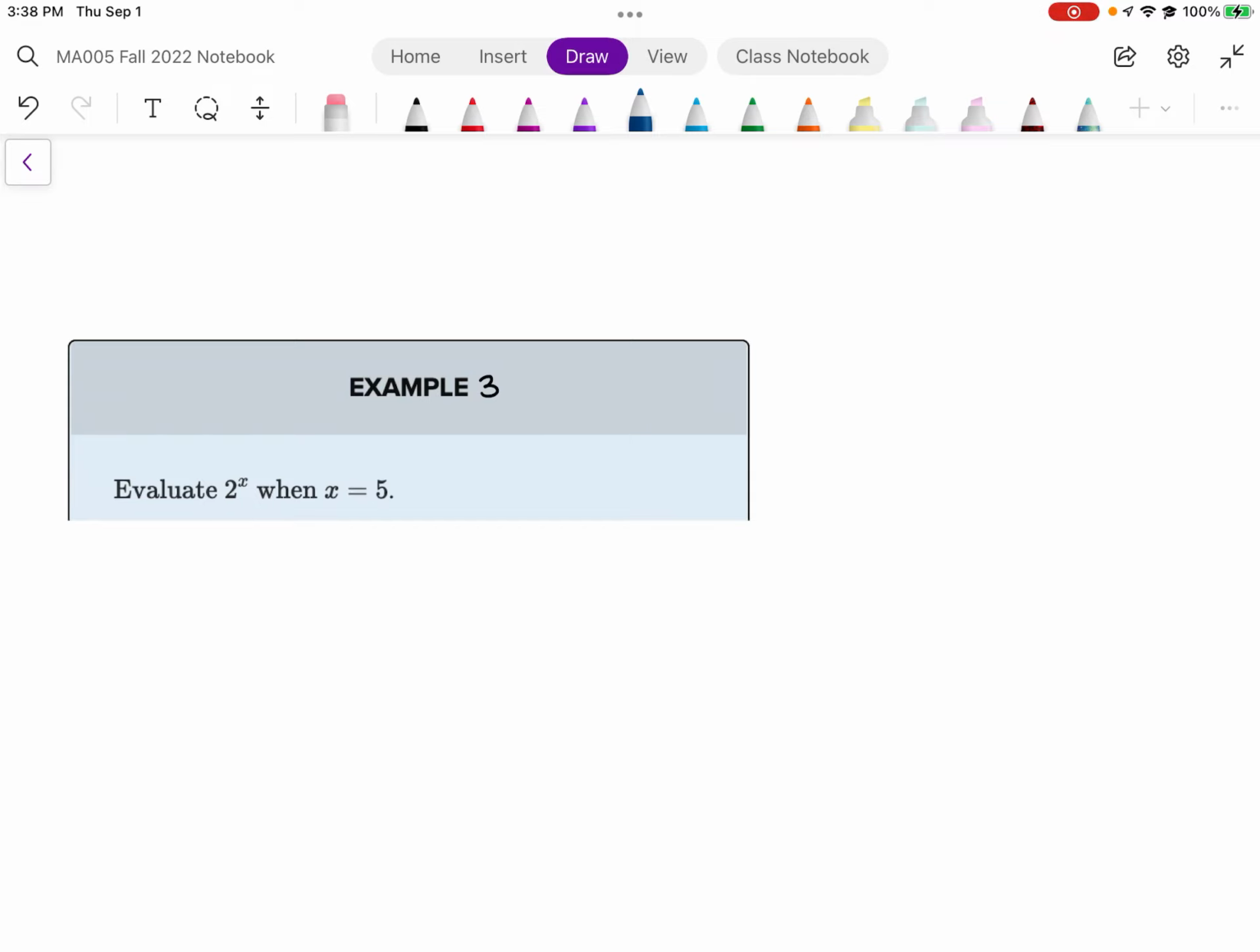Evaluate 2 to the x when x equals 5. A little bit different. This time this is an exponential expression: 2 to the x when x equals 5. That means we're going to take this 5 and put it right there where the x is. So we've got 2 to the 5 equals 2 times 2 times 2 times 2 times 2. You can use a calculator. It's 32. So evaluate means to continue simplifying until you get a number.